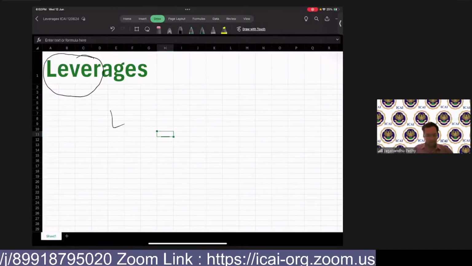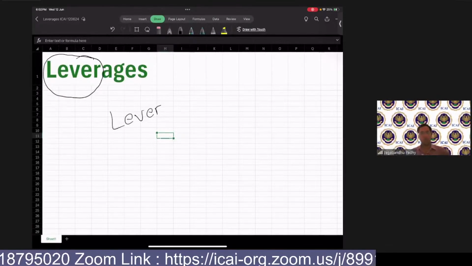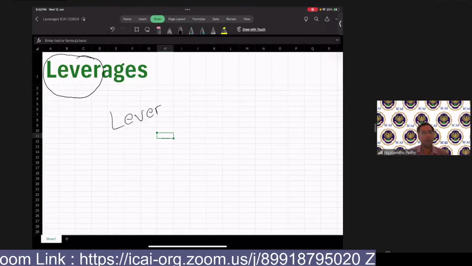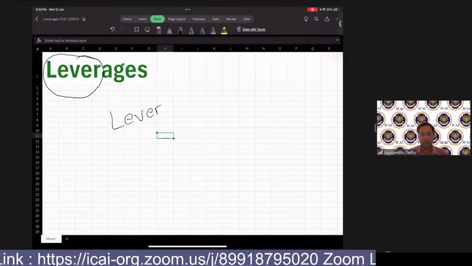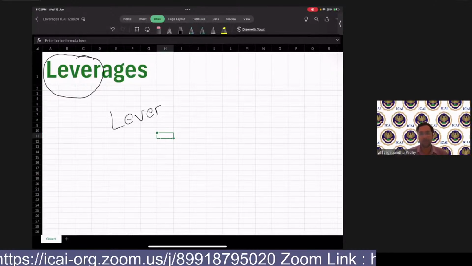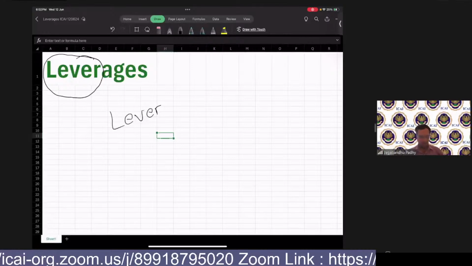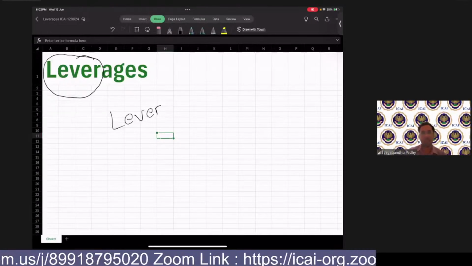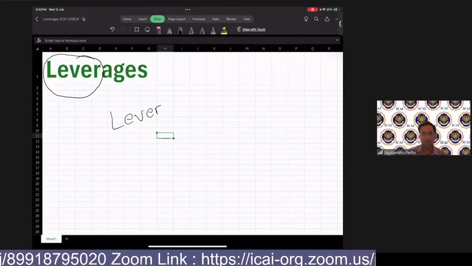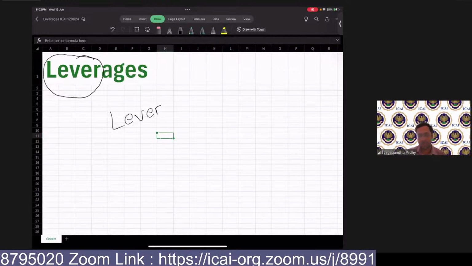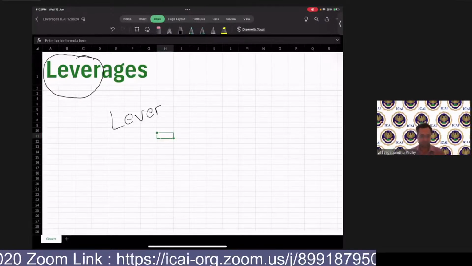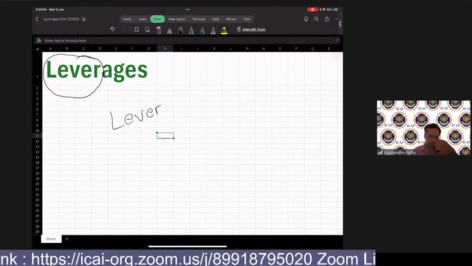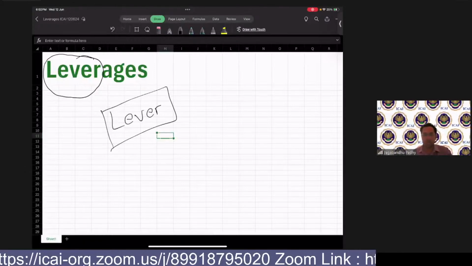Have you ever heard of this term lever, everyone? Have you heard of this term lever anytime, anywhere? It's not liver, it is lever. Have you ever come across this term lever, maybe in your school days? In physics you might have heard this concept called lever.